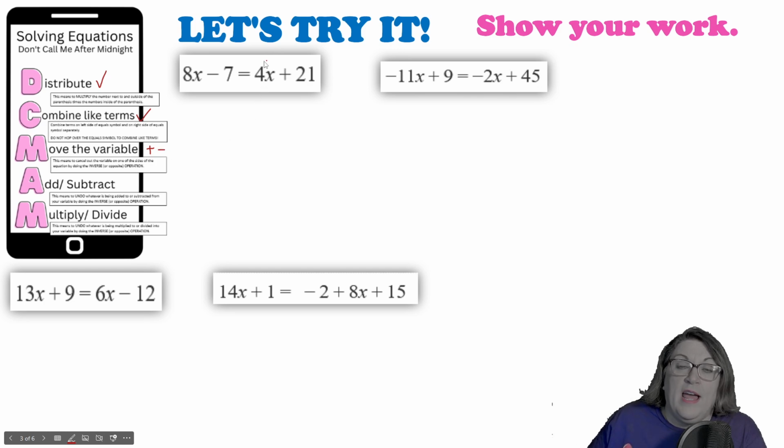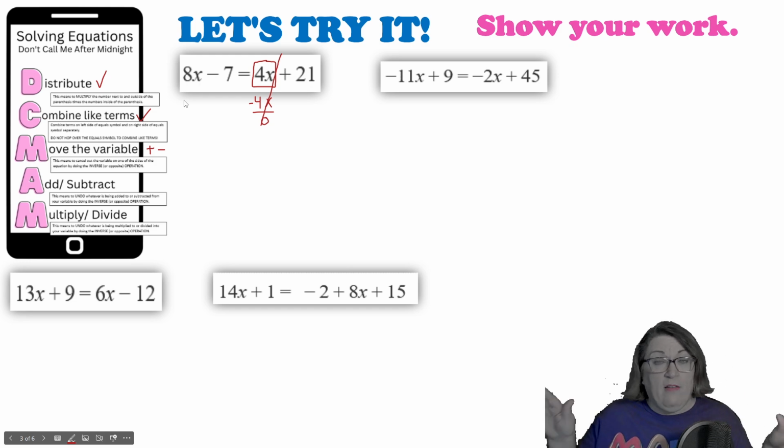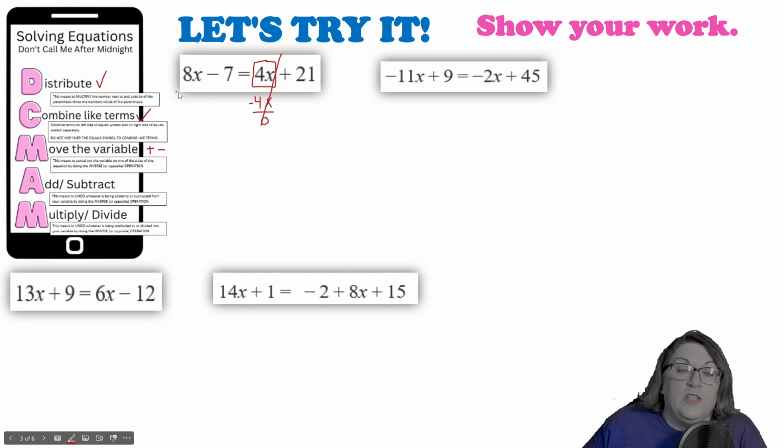Now, this 4x, if I add a 4x to it, I'm going to get 8x, and that's not what I want. I don't want an 8x. I want it to 0 out. So what I'm going to do is subtract a 4x. Again, we're going to either add or subtract to get rid of that variable, okay? And since I got rid of that one, I still have to do that same operation on the other side. Remember, to keep our equation balanced, we have to do it on both sides. So I'm going to subtract 4x over here as well. And when I do that, I get 4x.